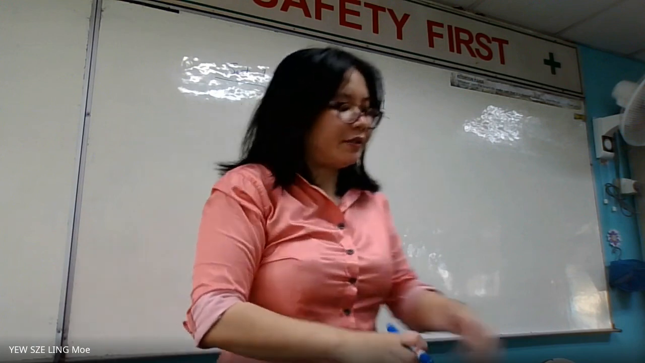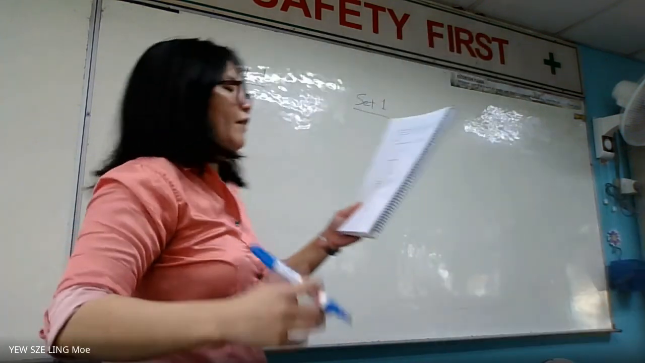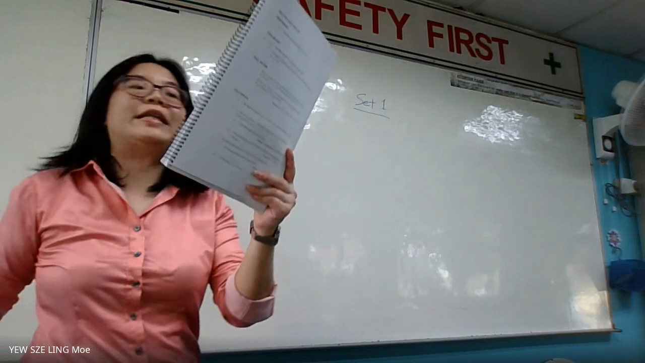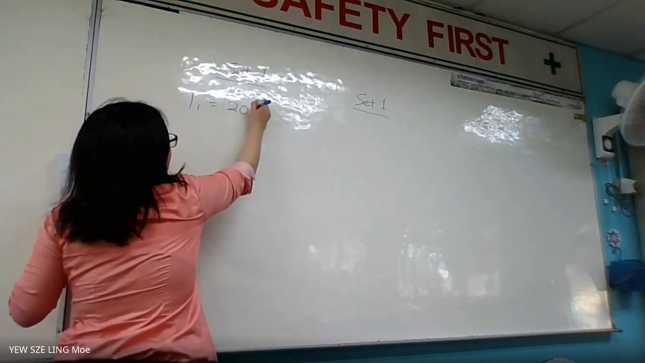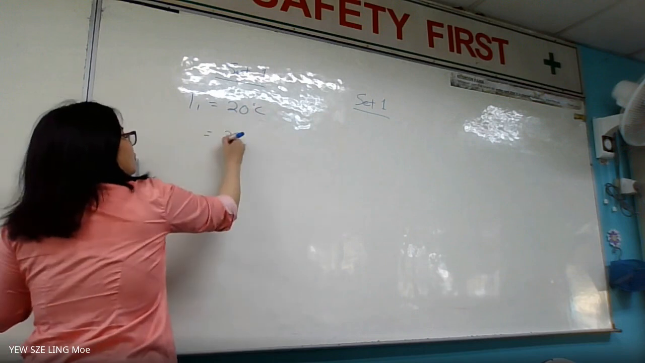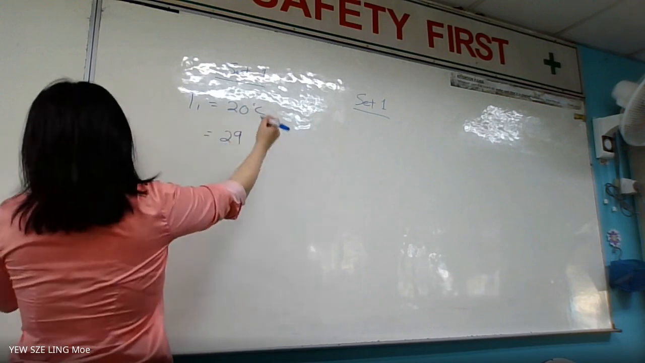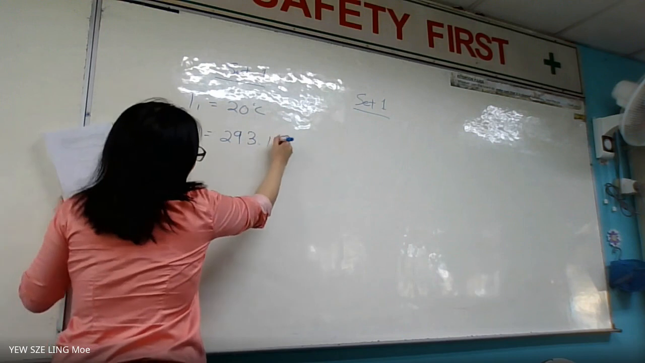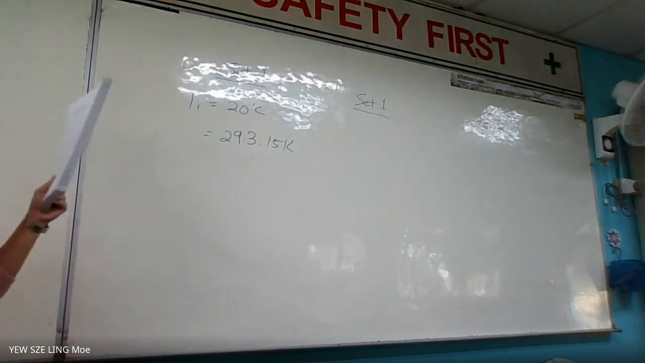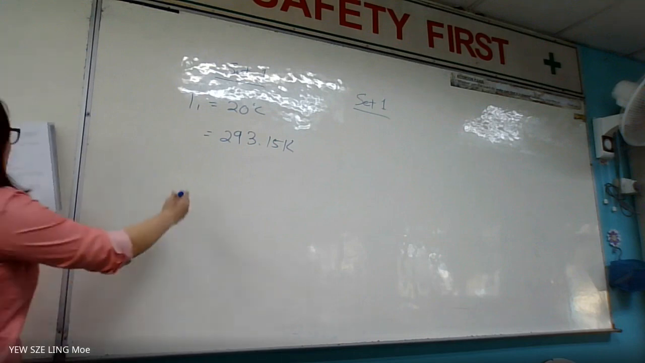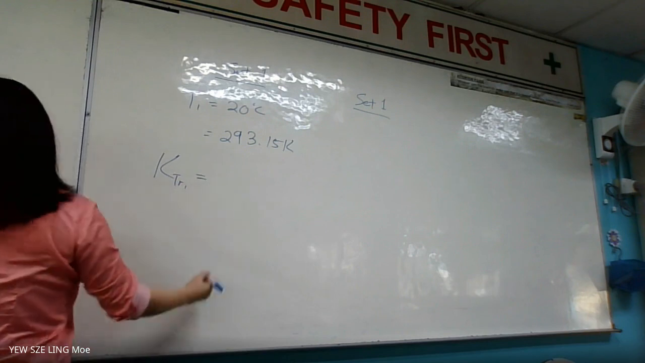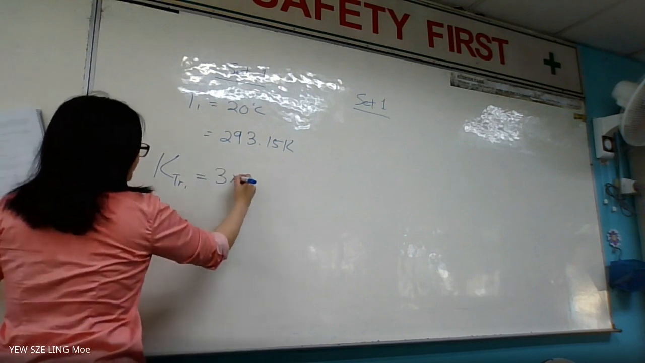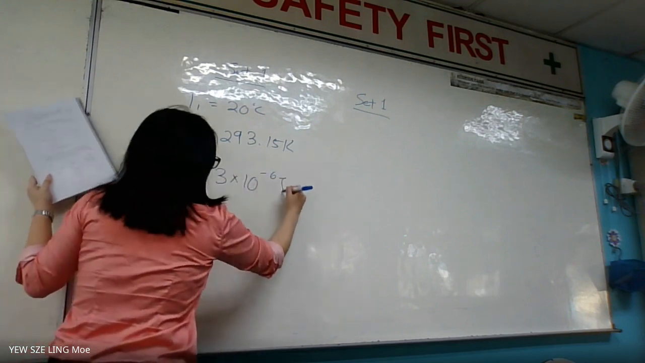So what happens in set 1? Now it tells you you have an ideal gas at temperature 20 degrees C. So now I have T1 equals 20 degrees C, which equals 293.15 Kelvin. And then the translational kinetic energy, KTR1, is equal to 3 times 10 to the power of negative 6 joule.